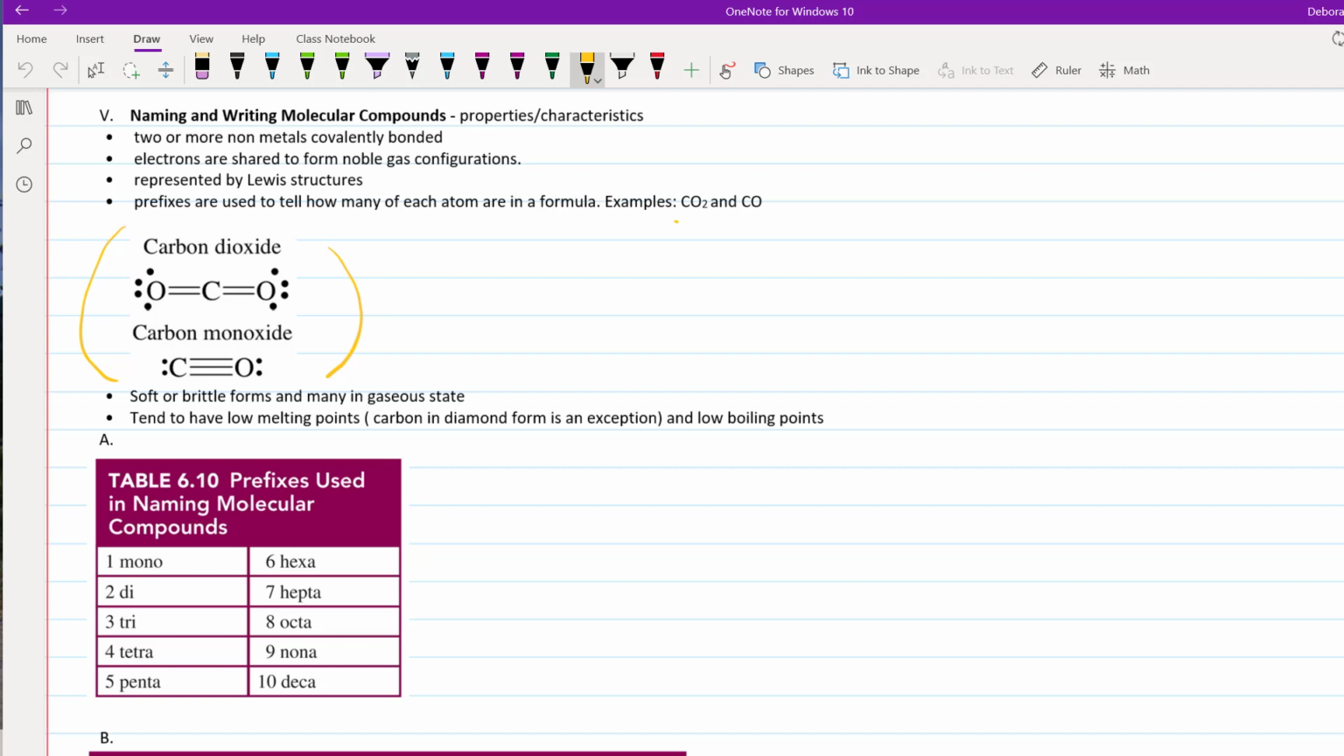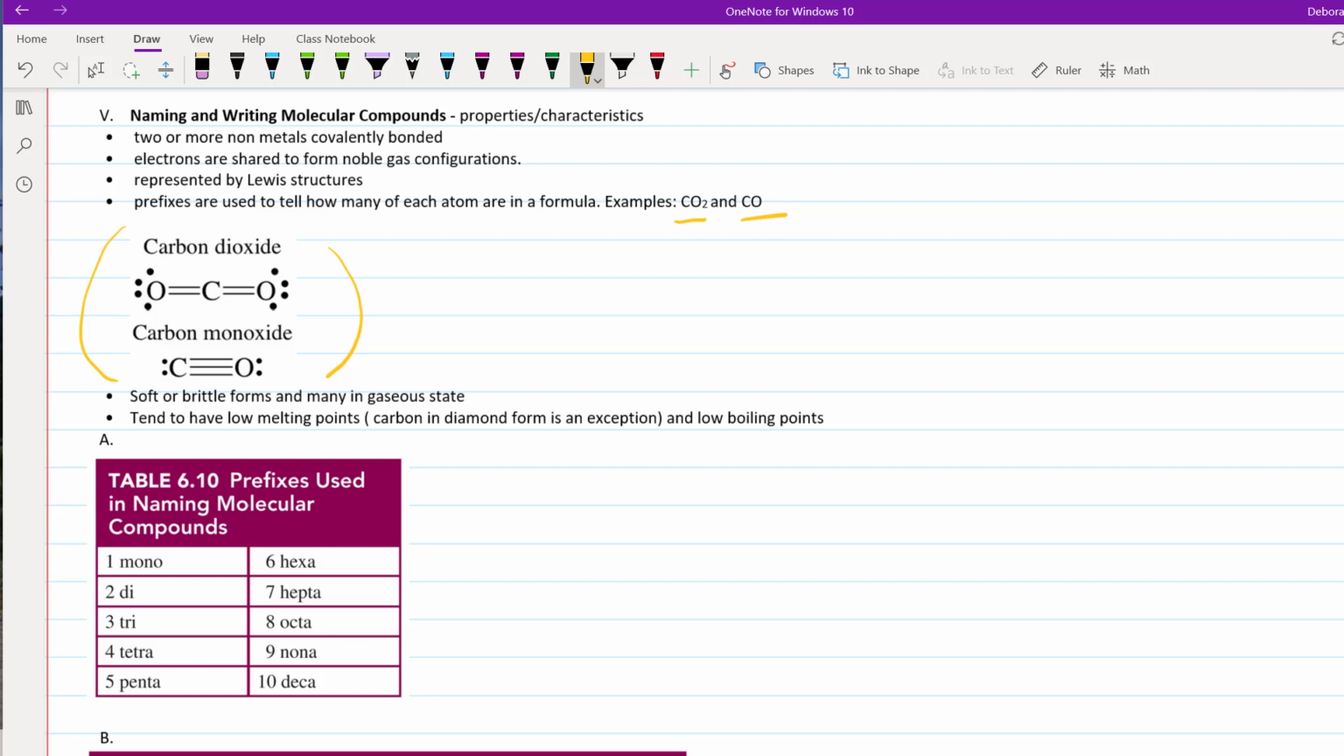Remember, prefixes tell us how many of each atom are in a formula, and this is very important for molecular compounds because you sometimes have many versions of two elements getting together depending on the prefixes. And those prefixes will tell you what the name is. It also gives rise to different chemical and physical properties for those substances.